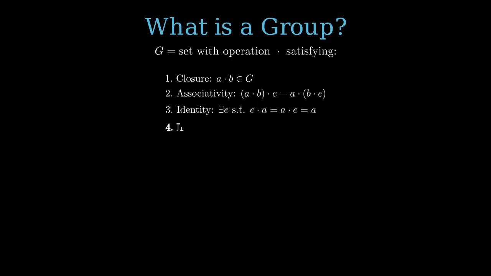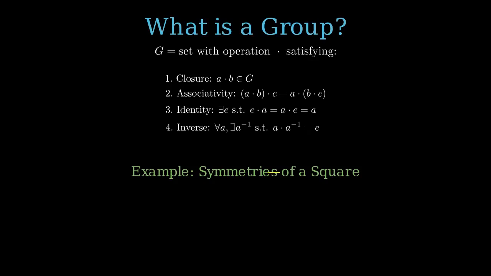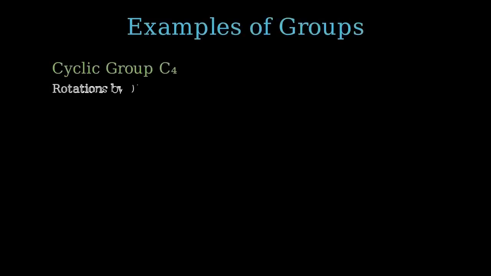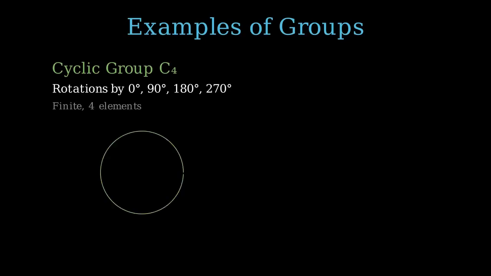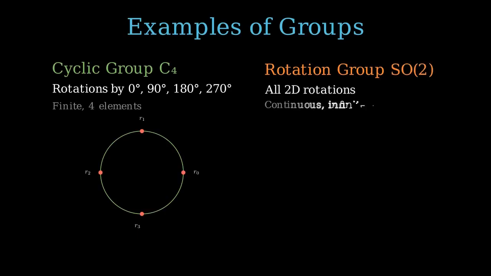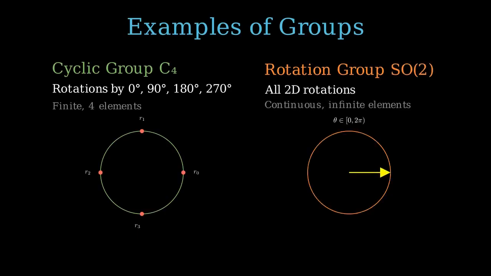We saw a group acting on an object. So the elements of the group are really abstract. We had to give an example to see what it really means. We had different examples of groups, like the cyclic group C4, which had 4 elements, or the rotation group, which has infinitely many elements. So groups can be finite or infinite.